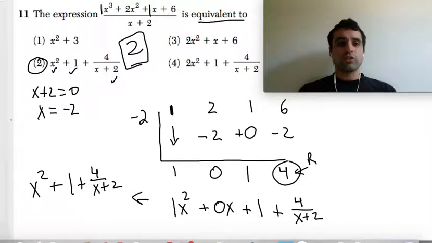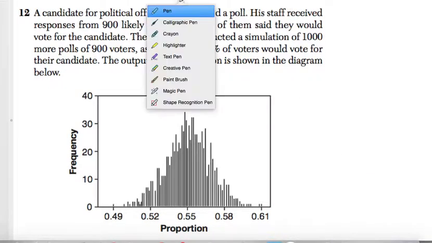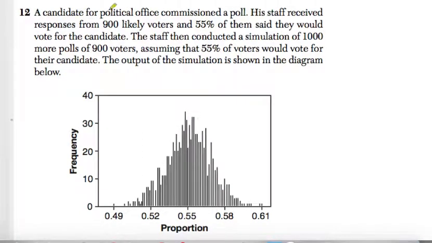So we're going to go to question 12. Okay, I'm going to minimize me, pull out the highlighter, make sure that there's an appropriate level of thickness that works, and let's use green. A candidate for political office commissioned a poll. That's just a kind of survey.